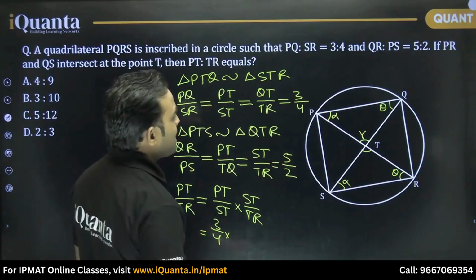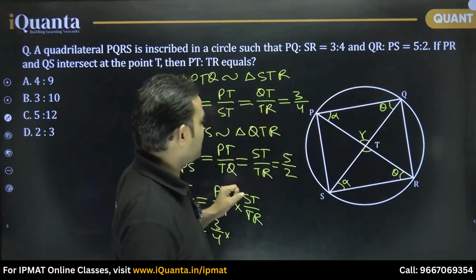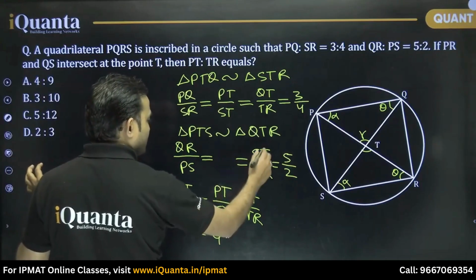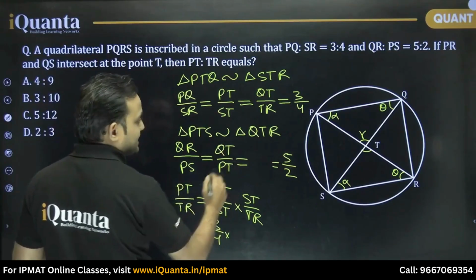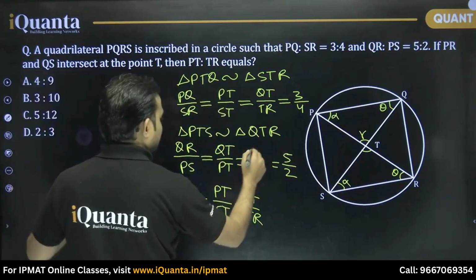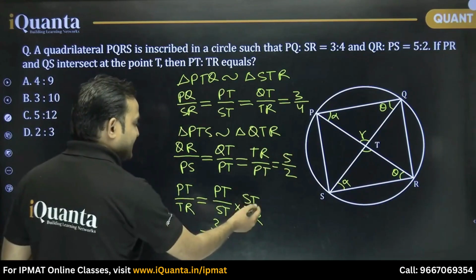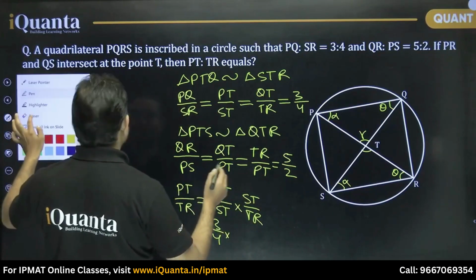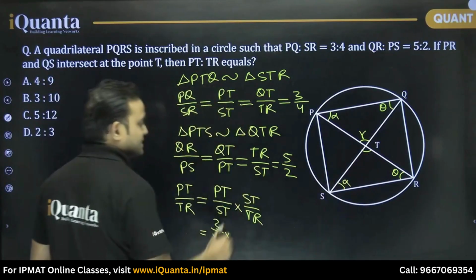okay, QR is to PS will be equal to QT upon PT. My mistake, this should be QT upon PT, and this will be TR upon PT. So TR upon PT is equal to 5/2. So here I can write TR upon ST. This should be TR upon ST, not PT. TR upon ST should be equal to 5/2.